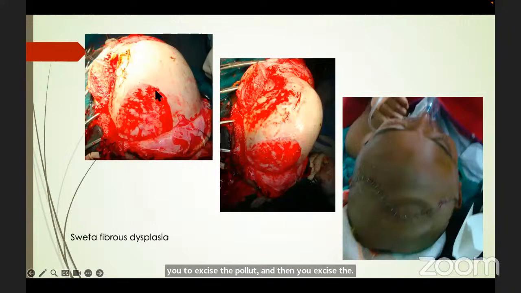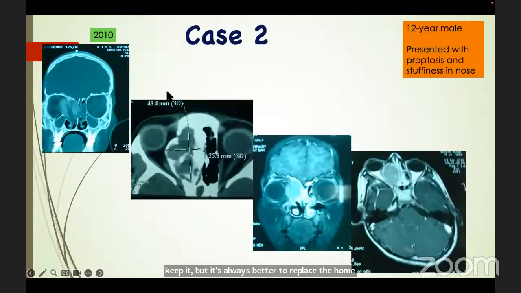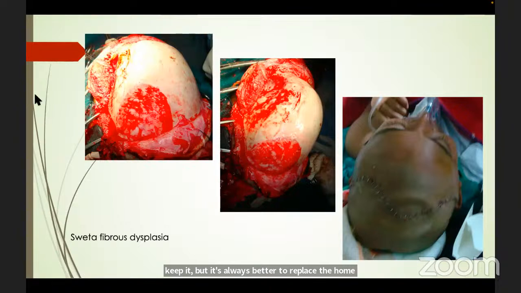This is how the oven bones look. They definitely look different from the normal cortical bones, and it is time taking. You need to be very patient to take them out. Some people just shave and keep it, but it's always better to replace the whole bone with a healthy margin, either with a split graft from the opposite side or a titanium mesh. The margins are not very well demarcated, so you don't know how far inside that bone is spreading. So it is better to take a sufficient margin around and then replace it.